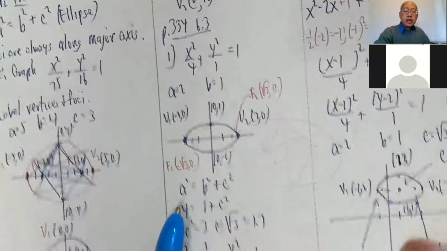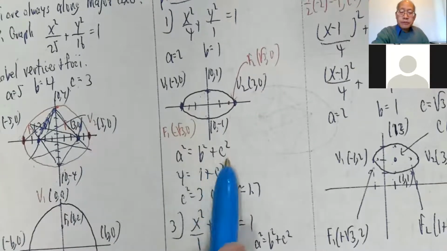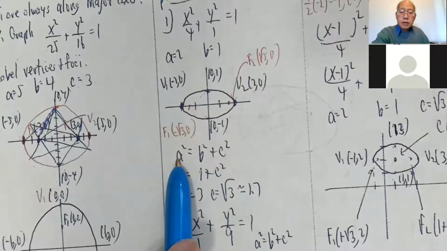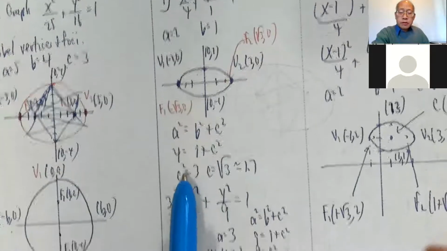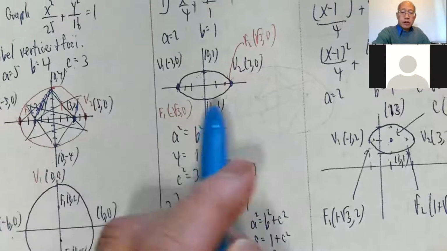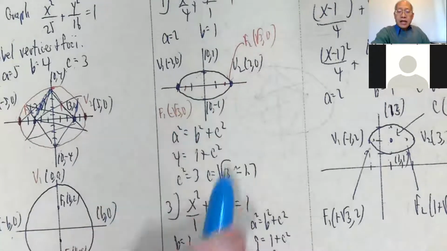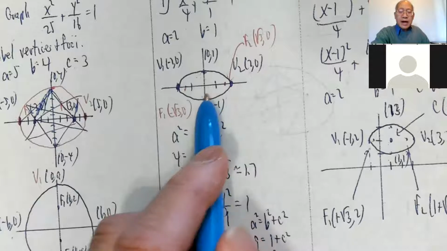Okay, for the ellipse, a squared equals b squared plus c squared. Put this on your formula sheet. A squared is 4, b squared is 1. Simple algebra, c squared is 3. C is radical 3, which is about 1.7. So 1.7, 1.7.